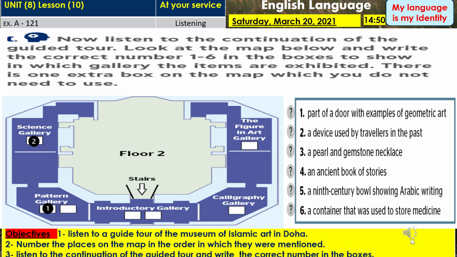Number 3, Introductory Gallery. Number 4, Calligraphy Gallery. Number 5, Introductory Gallery. Number 6, Pattern Gallery. The Figure in Art Gallery.